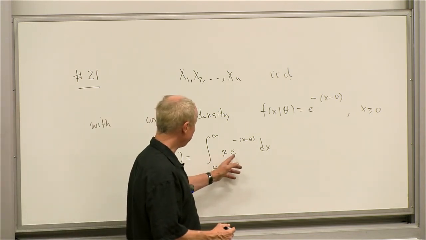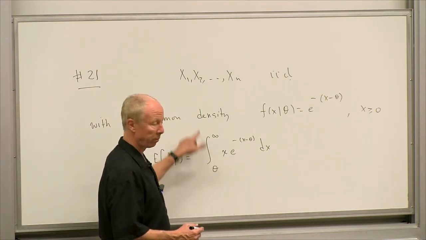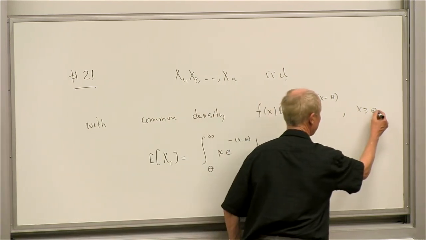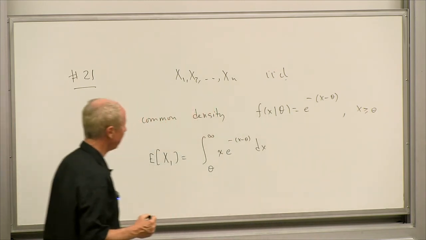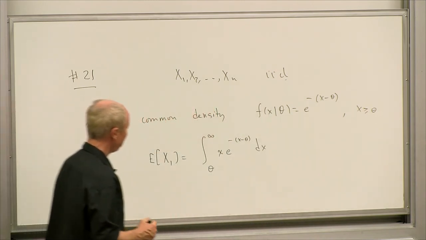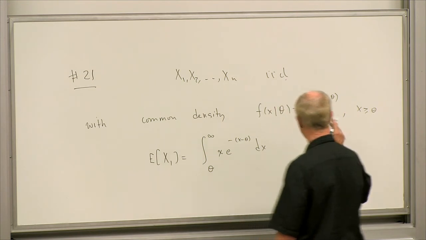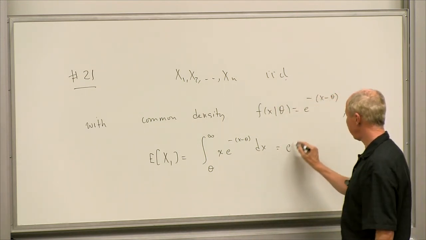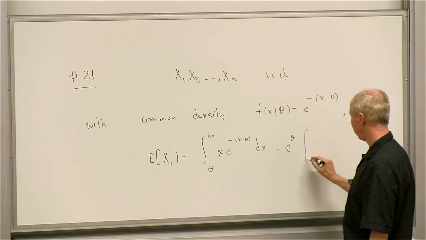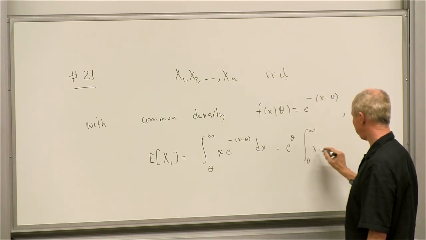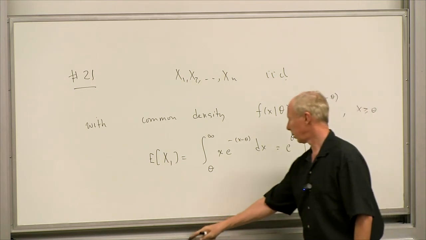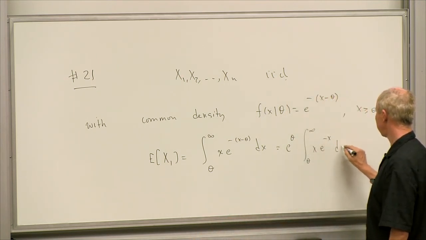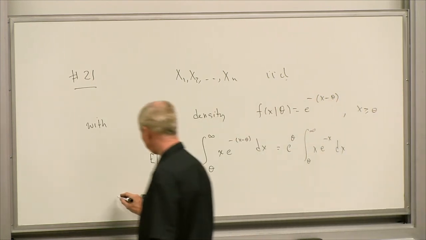We integrate the density against x from theta to infinity. Why theta? I'm sorry, this is theta here. Because the density is 0 when x is less than theta. And we can factor out e to the theta, integrate from theta to infinity x e to the minus x dx. And then we integrate by parts.